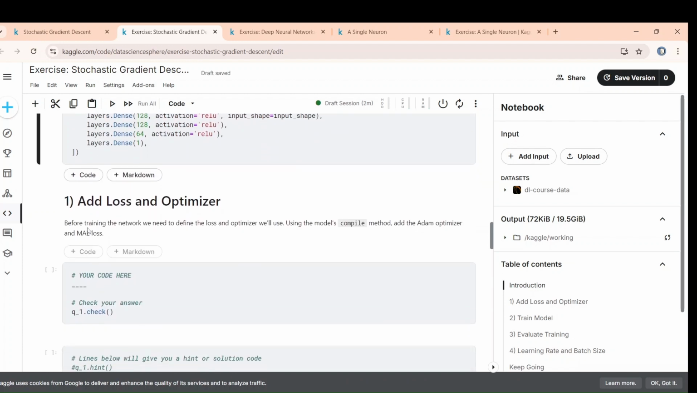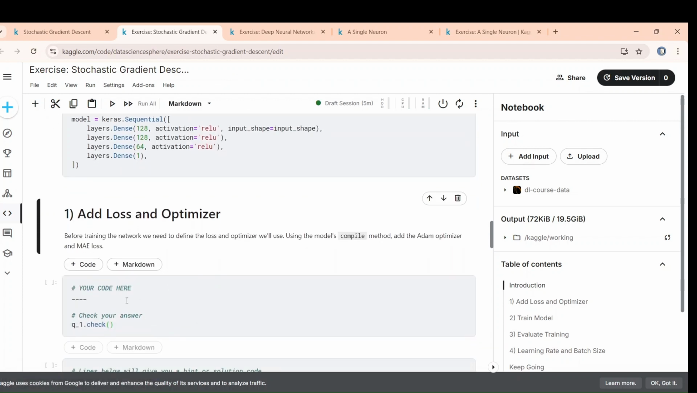Now our job, before training the network, is to define the loss and the optimizer. So you have to use the model compile method. They have told you to use the Adam optimizer and the MAE loss. MAE means mean absolute error. What types of losses have we studied so far? Mean absolute error and mean squared error, though there are different types of losses.